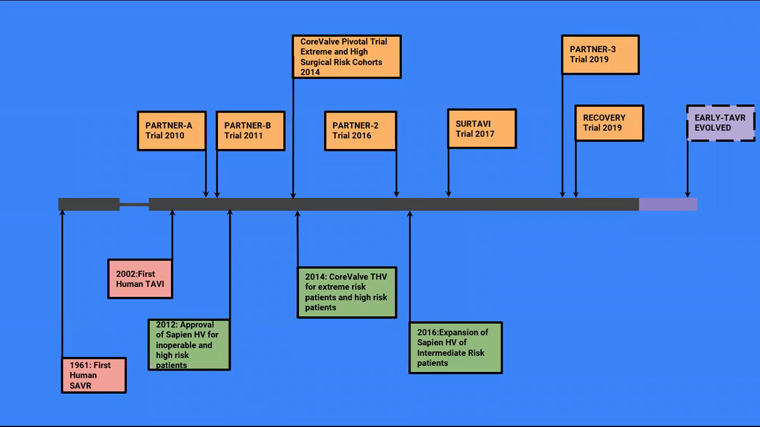So this slide kind of summarizes where we are now. We started in 1961 with the first surgical valve replacement, followed by the first human TAVI done in 2002. Since then, PARTNER A, PARTNER B, the CoreValve trial, PARTNER 2, and SURTAVI have been done. And along the way, FDA has approved these devices for up to intermediate risk patients. The PARTNER 3 trial and the RECOVERY trial got recently published, and the EARLY TAVR trial, which is looking at performing TAVRs in patients with asymptomatic severe aortic stenosis, and the EVOLVED trial, which is looking at cardiac biomarkers towards assessing patients for aortic valve replacement.